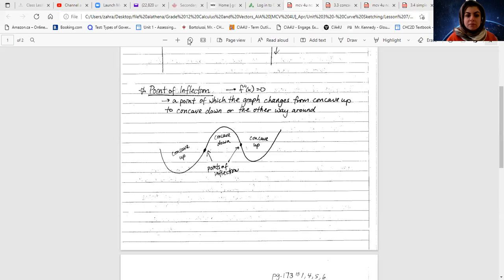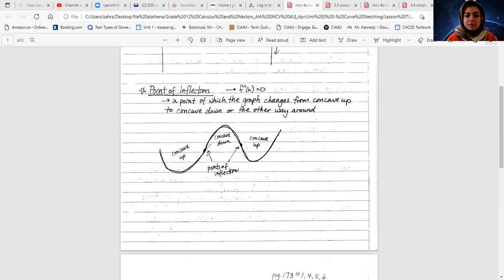Look at this graph. From here to here, your graph is concave up, so the second derivative is positive. From here to here is concave down, so the second derivative here is negative. And again, it's concave up here, so the second derivative is going to be positive.